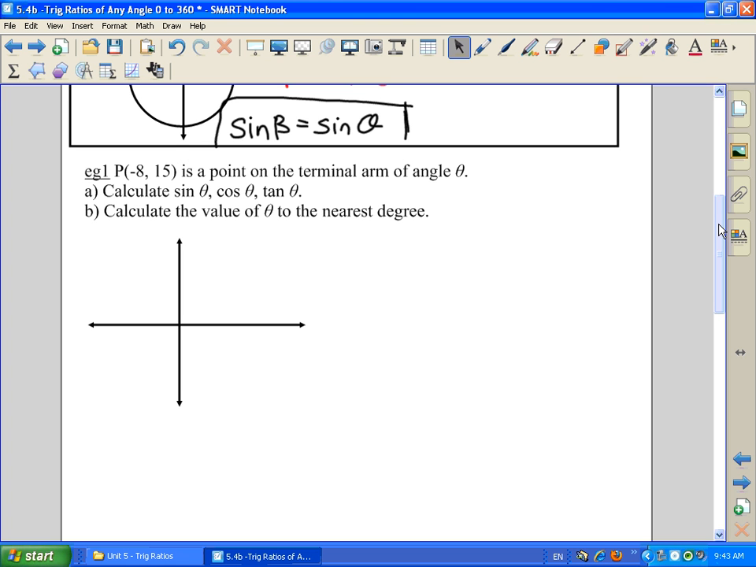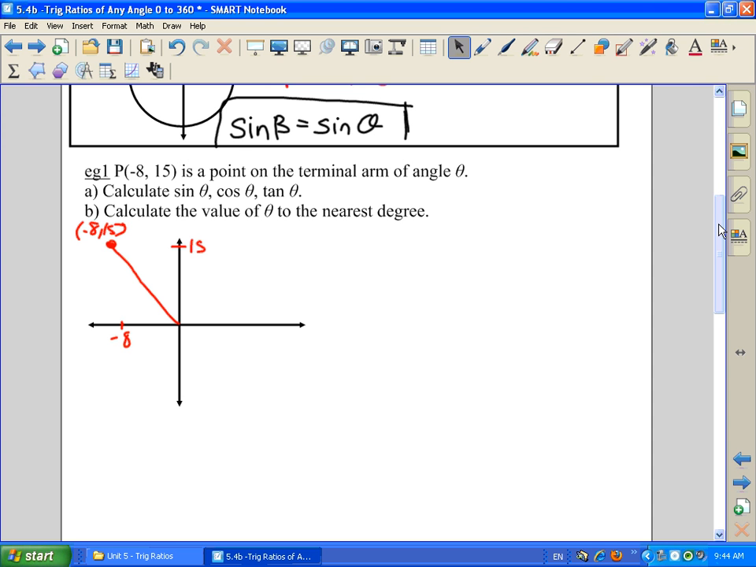So example 1 is a point (-8, 15), and it's on the terminal arm of angle theta. So let's plot point (-8, 15). Again, the ordered pair will tell you automatically which quadrant it's in, and you should know that it's in quadrant 2 because it's -x. So if that's -8 and 15 up here, it doesn't matter exactly if it doesn't look correct, okay, or to scale. And we're going to draw a line from that point to the origin. So that is point (-8, 15).